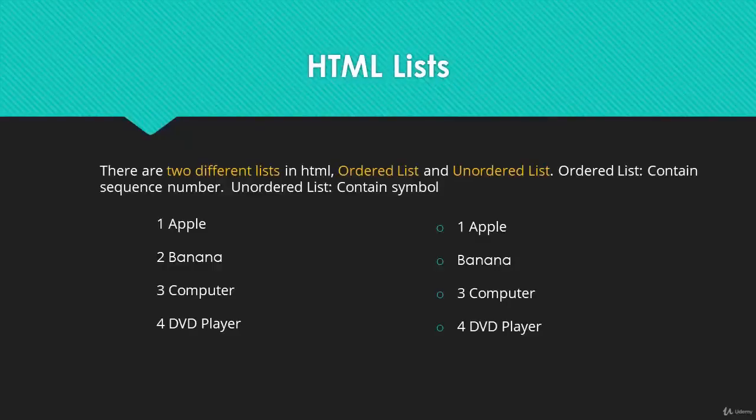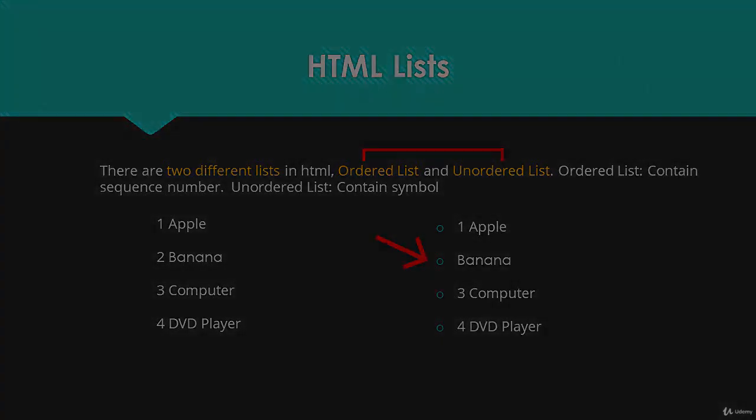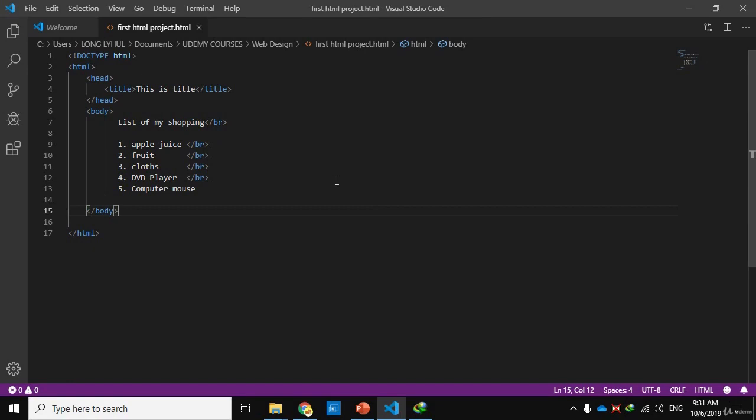There are two types of lists in HTML, ordered list and unordered list. An ordered list has a sequence like 1, 2, 3, 4, etc. in front of the list items, whereas an unordered list has symbols instead. If you want to have a list like this, you can manually write 1 apple juice, 2 fruit, and 3 clothes, and so on. Anyway, in HTML, you can use an ordered list, where you don't need to insert the numbers, and it will generate the numbers for you.